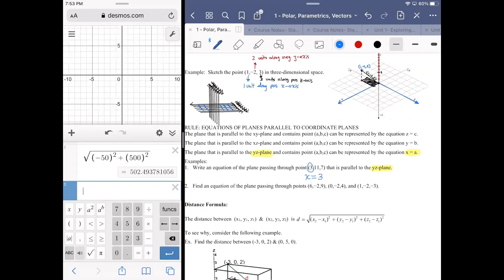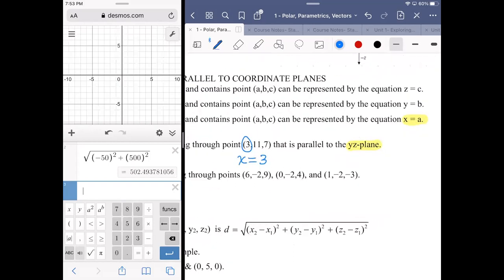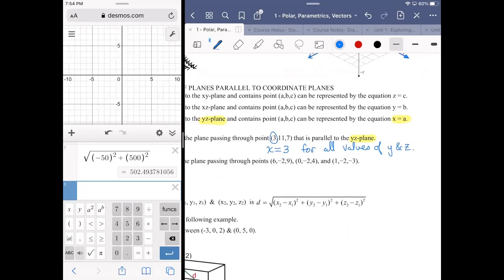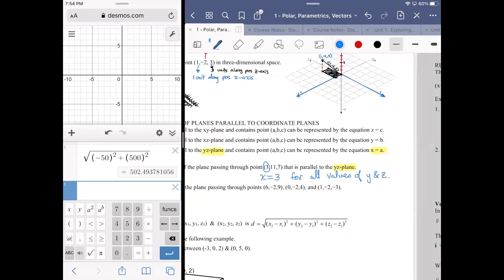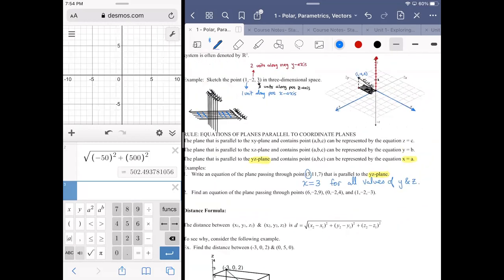And the reason why this is an important idea is because you look at X equals 3, as recently as a couple of weeks ago, that meant a vertical line. Now it means a plane, because it's allowing X to be equal to 3 for all values of Y and Z. All right, so for all values of Y and Z. So it's infinite in the Y direction and in the Z direction, and constant where X is equal to 3.